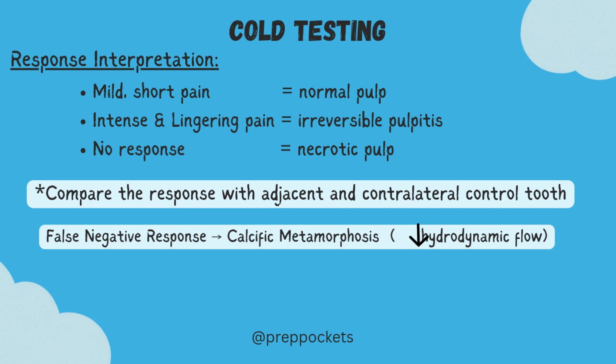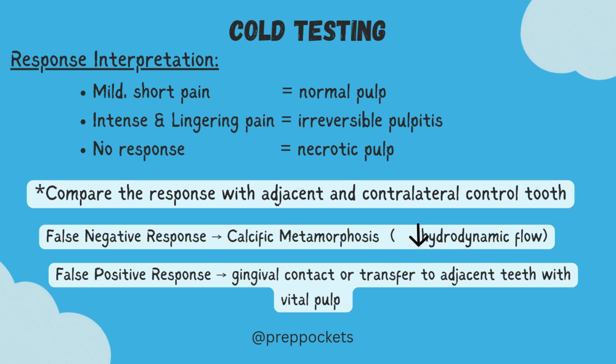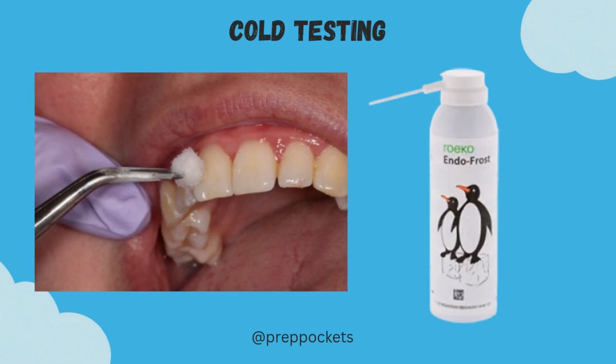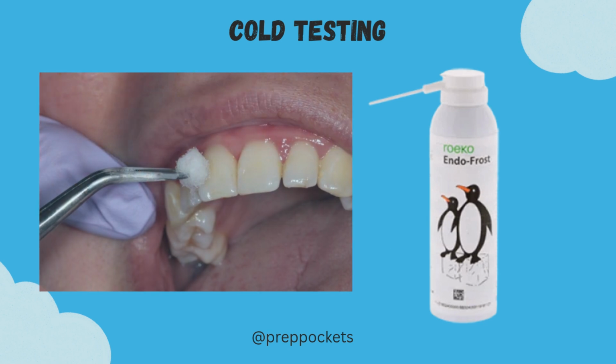A false negative response is often obtained when cold is applied to teeth with constricted canals, called calcific metamorphosis, due to reduction in dynamic flow, whereas a false positive response may result if cold water contacts gingiva or is transferred to adjacent teeth with vital pulps. This is an example of how to do a cold test.